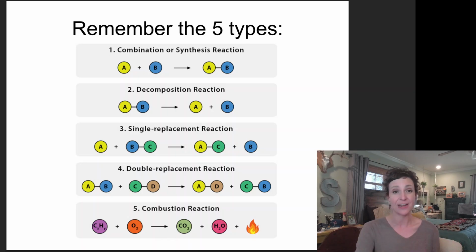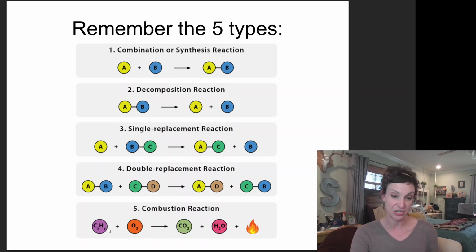We know our synthesis reaction: you see 2 single people and they make a couple. Our decomposition reaction is a breakup. I see a couple and they break up into 2 singles. A single replacement reaction is a kind of cheating situation where I have one single person and a couple. That single person comes in and displaces or replaces somebody from the couple, and you have a new single person who has been kicked out. A double replacement reaction is where I swap partners, right? I start with 2 couples and I find 2 new and different couples.